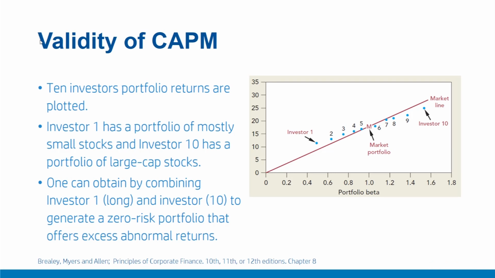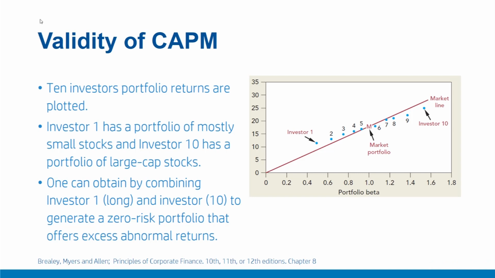Consider the diagram shown here. Ten investors' portfolio returns are plotted. Investor 1 has a portfolio of mostly small stocks and investor 10 has a portfolio of large cap stocks. Notice that investor 1 has average returns above the SML line. Investor 10 has average returns below the SML line. The return that one can obtain by combining investor 1, that is long, and investor 10, short, generates a zero risk portfolio that offers excess abnormal returns. This indicates that size indeed captures some kind of risk for which this premium is offered by the market.